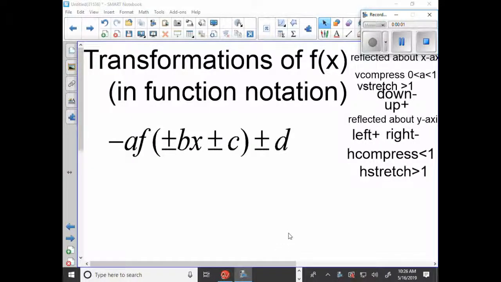Okay, in this video, we're going to detail completely all transformations of a function f of x using function notation. So we're going to help make sense of this. Each part of this function, which was originally just f of x, causes some transformation on the graph. And we're basically going to show where each one of these transformations take place. So I'm going to start by going to the calculator.